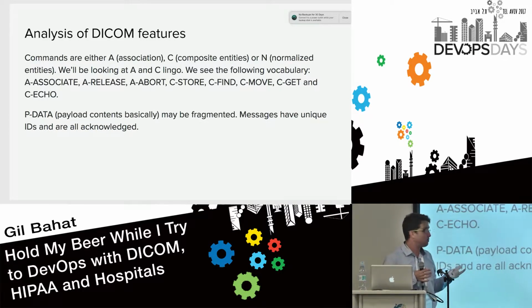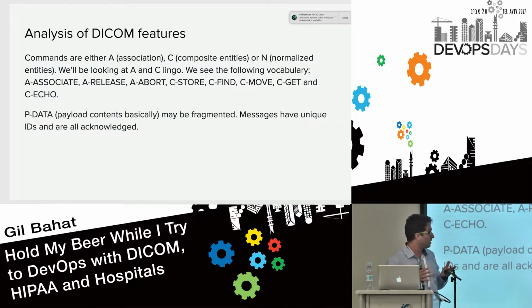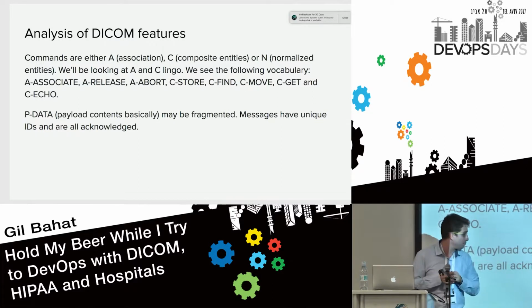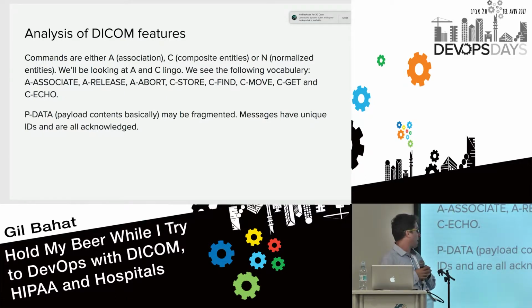I want to find an image. I want to move an image between two devices. I want to get an image, and there's an echo. There's still a built-in echo service. And the data may be fragmented over messages. And all messages have unique IDs and are all acknowledged. Even if it's asynchronous, there must still be acknowledgement. There's no multiple acknowledgements.